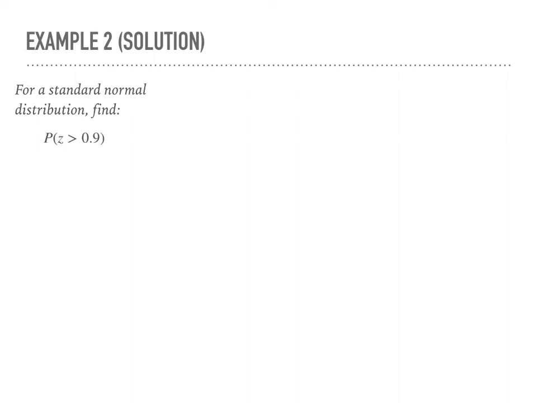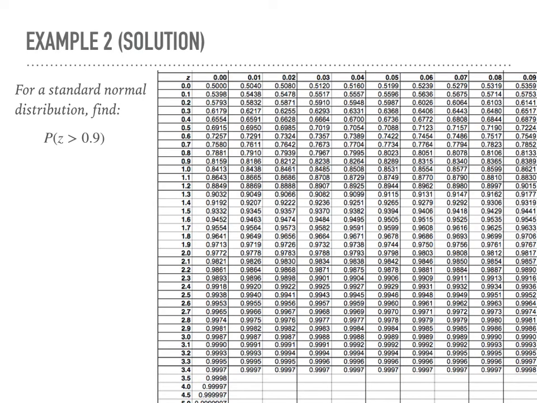For a standard normal distribution, find the probability that z is greater than 0.9. Using the table, the value 0.9 for z-value is associated with the probability 0.8159. But that's the probability of being less than 0.9. So we need 1 minus that, which gives us a probability of 0.184.